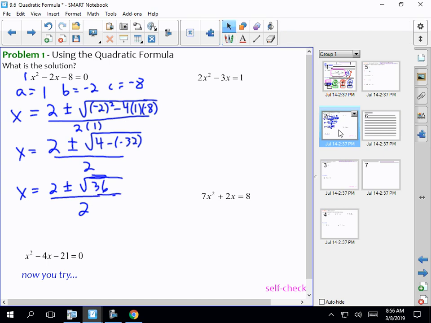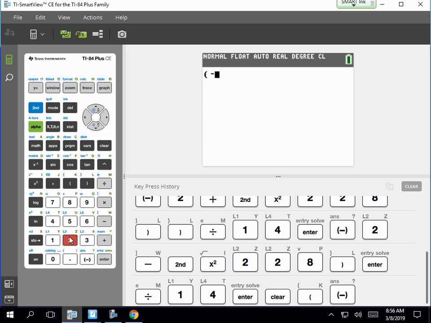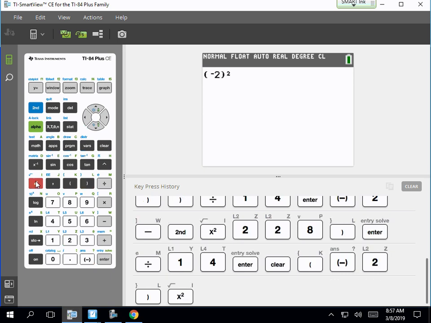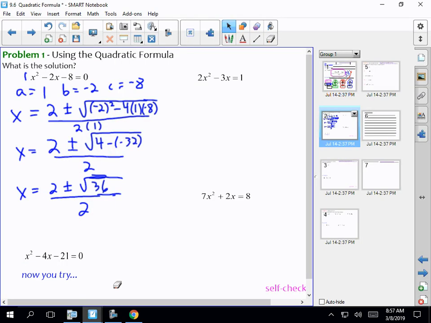And if you want to, it can all be done on the calculator. You can do all this on the calculator, but it would look like this. You'd have in parentheses negative 2 squared minus 4 times 1 times, was it negative 8? Yeah. And you hit enter, and there's a 36. So you can enter it into the calculator just as we wrote it down. Every time you put in a number for a letter, put it in parentheses, and it'll figure it out for you. So there it is. And the square root of 36 is 6.